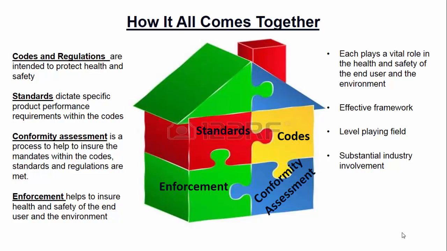So the codes and regulations, they're intended to protect the public health. The standards dictate primarily the performance of the product. The conformity assessment is the scheme for trying to ensure that we continue to meet those requirements, and then the enforcement helps to ensure the health and safety of the end users and the environment. And in the U.S. and Canada, as mentioned, they all play a pretty vital role. It's a pretty effective framework, and most importantly to the manufacturers, it creates that level playing field.